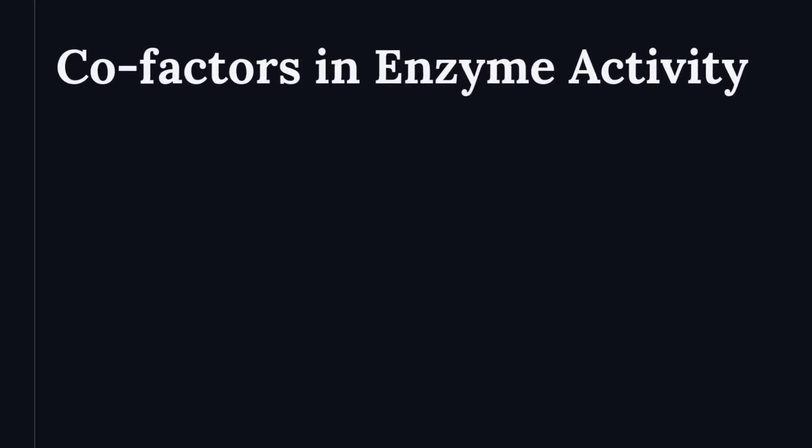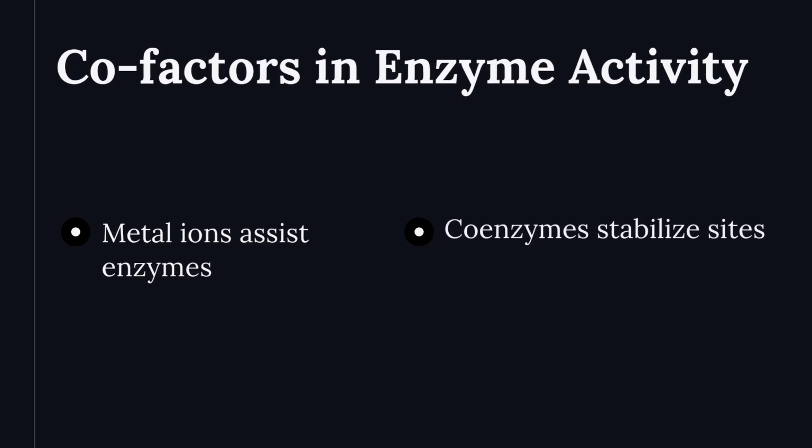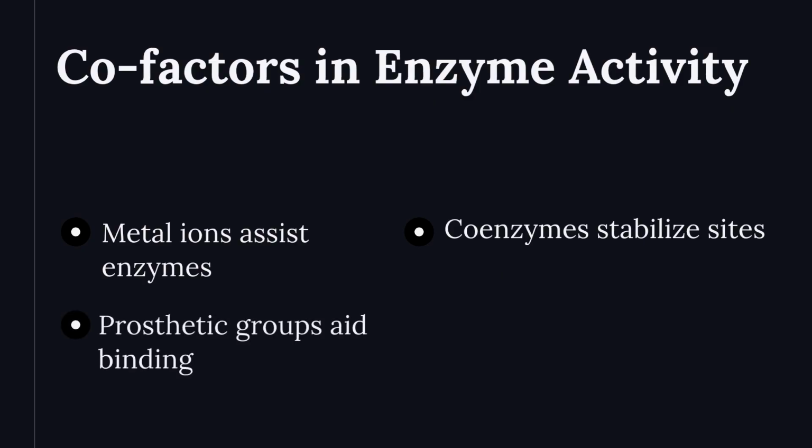Some enzymes require cofactors for proper function. Cofactors can be metal ions, coenzymes, or prosthetic groups. They help stabilize the active site and assist in substrate binding. Cofactors can also participate directly in chemical reactions. Without the correct cofactor, enzyme activity is compromised.